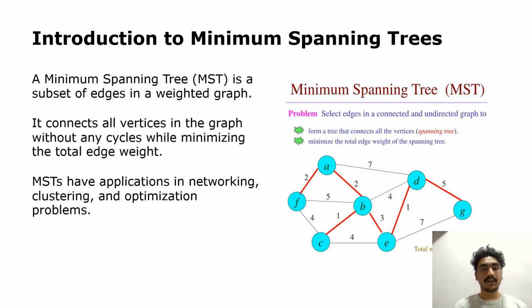We move to the introduction to minimum spanning trees. A minimum spanning tree is a subset of edges in a weighted graph. It connects all vertices in the graph without any cycles while minimizing the total edge weight. Minimum spanning trees have applications in networking, clustering, and optimization problems.